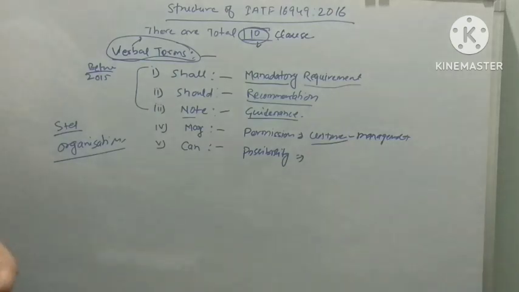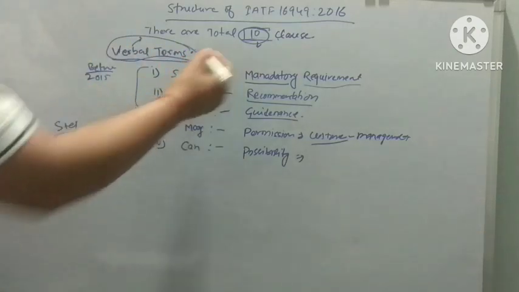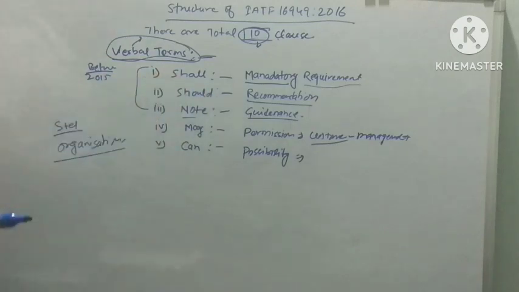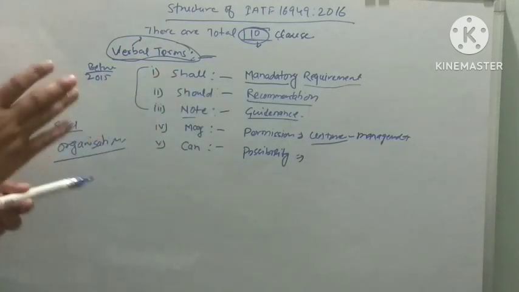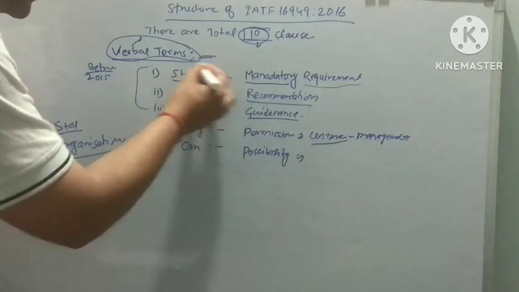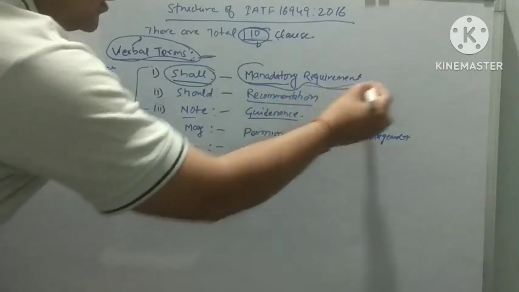Like ISO, this is sections. So some verbal terms are used in these standards. We will define them below. There are a total of 5 verbal terms. First one is shall. What is shall? Shall is the mandatory requirement.